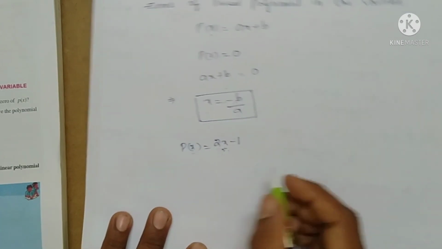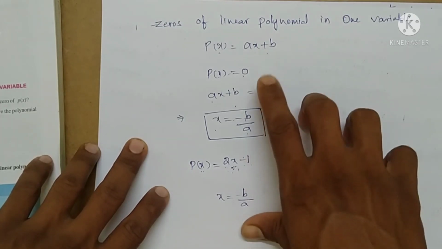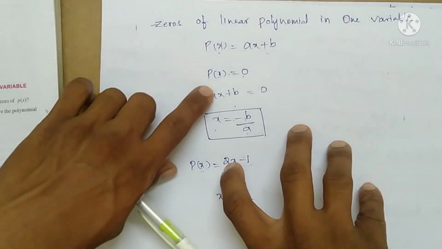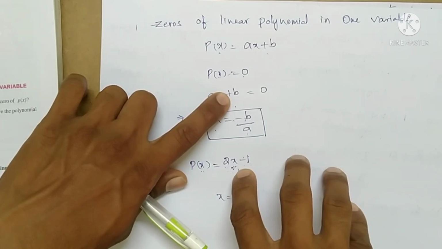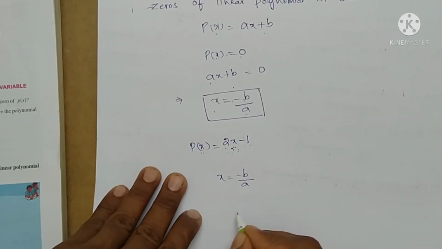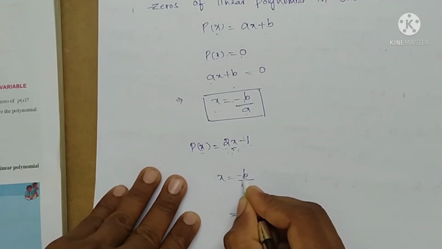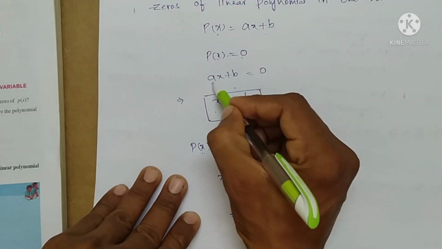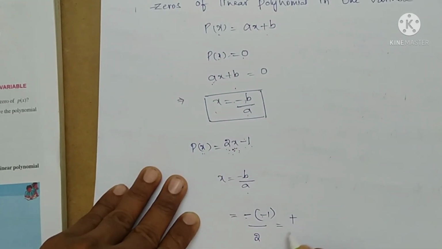So we know the formula x equals minus b by a. Compare with our general form of a linear polynomial. So here a is equal to 2, b is equal to minus 1, right? So x equals minus b by a, which is minus of minus 1 by 2, that is plus 1 by 2.